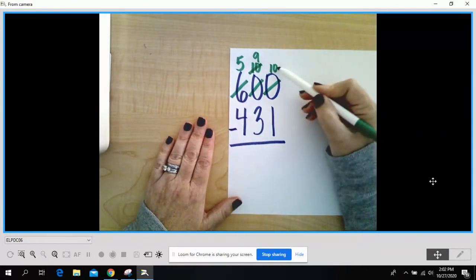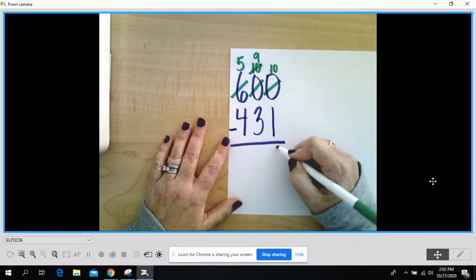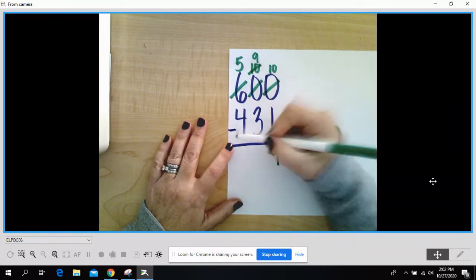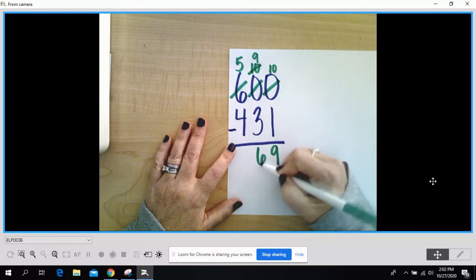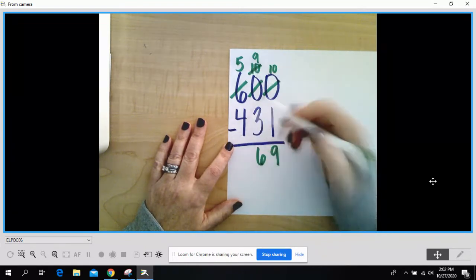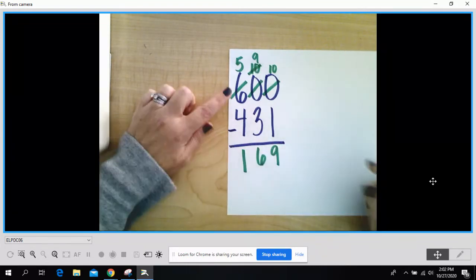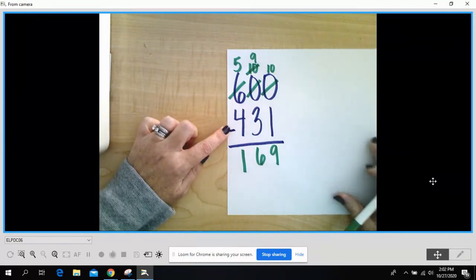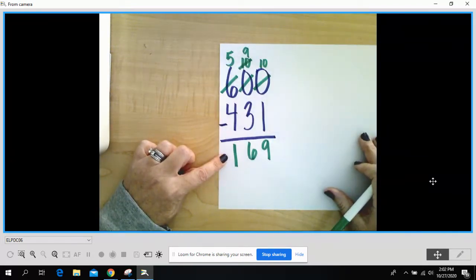Let's do our subtraction. 10 minus 1 is 9. 9 minus 3 is 6. And 5 minus 4 is 1. So 600 minus 431 is 169. Good job, third grade.